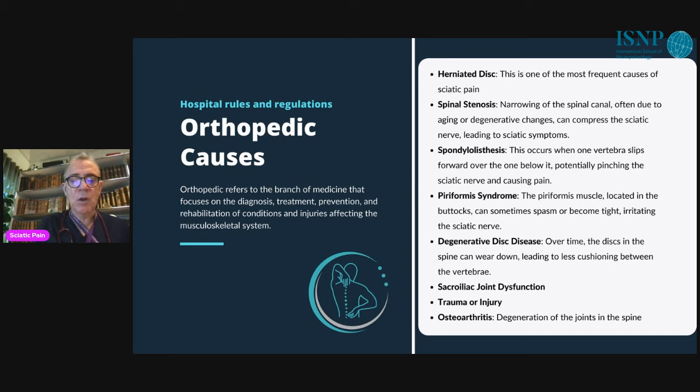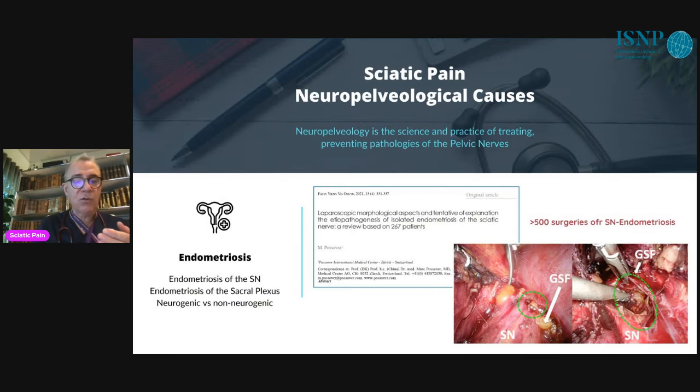degenerative disc disease, osteoporosis, sacroiliac joint dysfunction, and trauma, pelvic trauma, with direct trauma of the nerve or secondary because of scar tissue. So now forget the orthopedic cause. And if you look in the literature, you will find only the orthopedic cause.